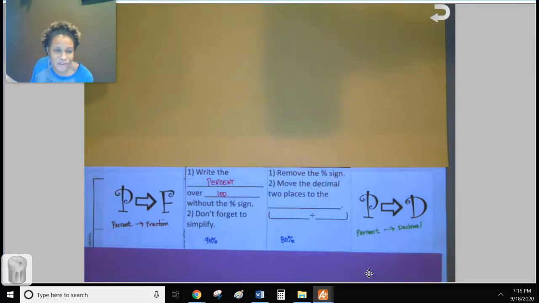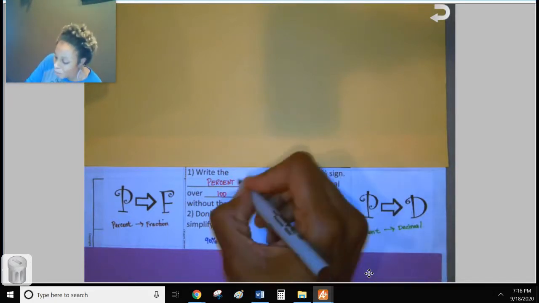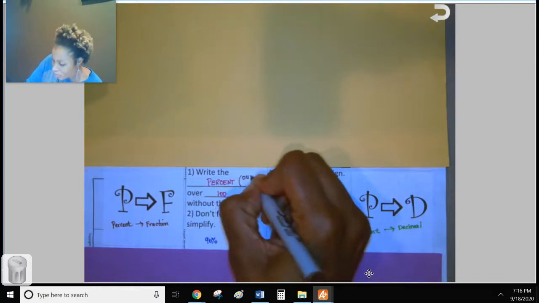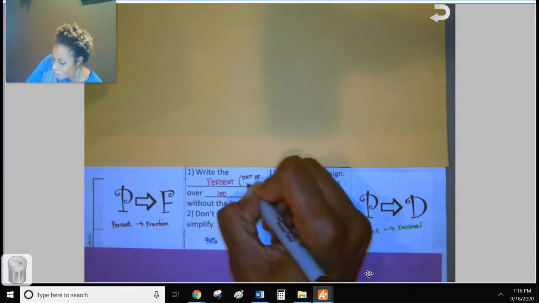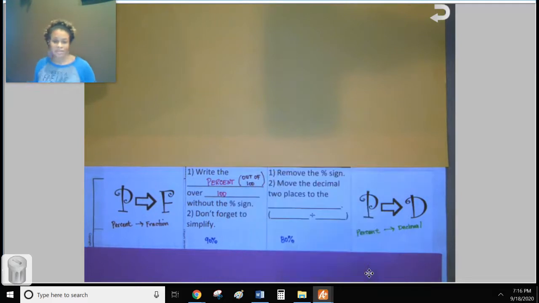Why do I write it over 100? Because 2 days ago, I told you percent means what? Out of 100. So since it means out of 100, I'm definitely going to write it over 100. So here's just a little reminder, out of 100. Let's keep it 100, y'all. Percent means out of 100. So I'm going to write the percent out of 100. That's going to make it a fraction without the symbol, and then simplify.